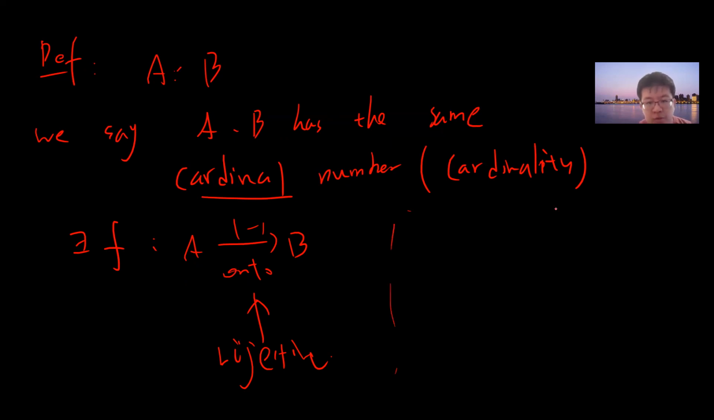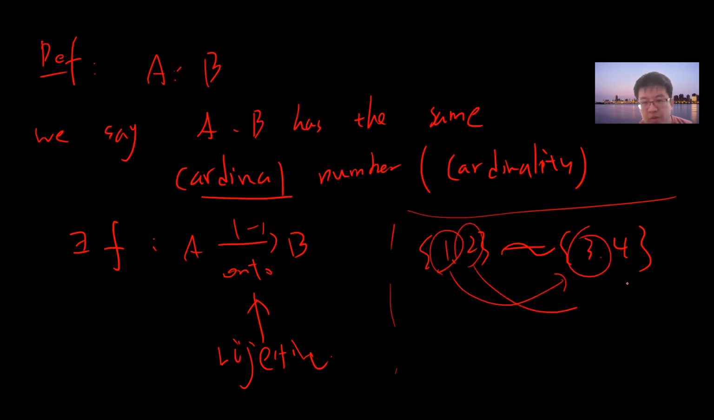So for example, you have the set with elements 1, 2. It has the same cardinal number as the set 3, 4, because I can assign 1 to 3 and 2 to 4. So you can obviously see that for any set with finitely many elements, if they have the same cardinality, it means that they have the same number of elements. A little bit stupid definition.